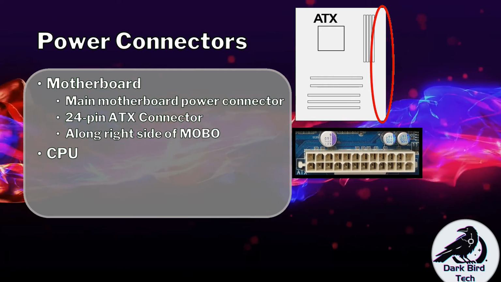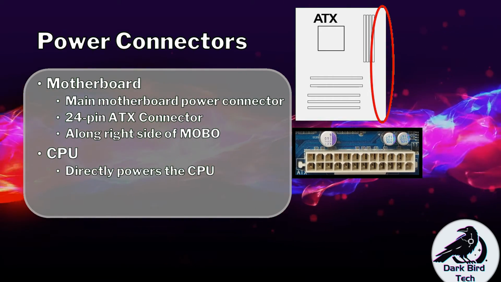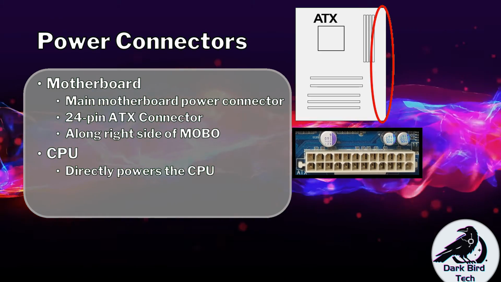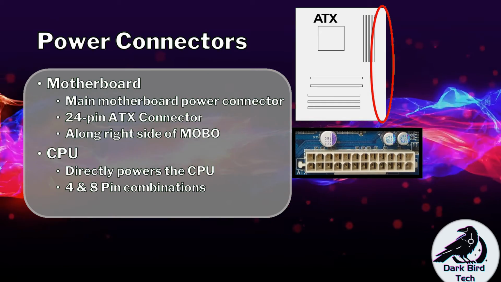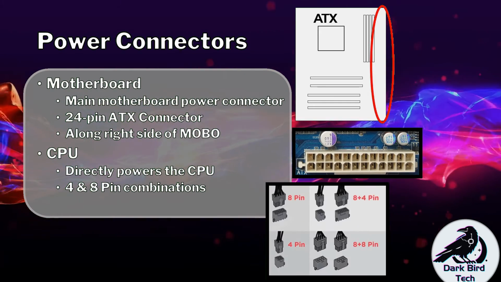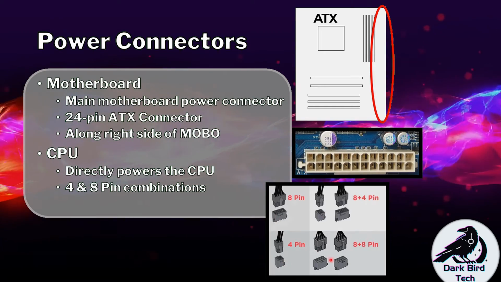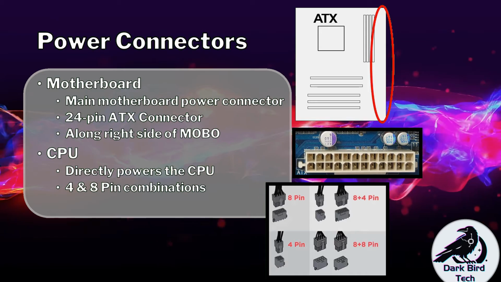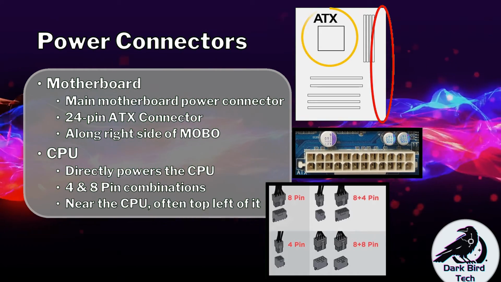But your CPU nowadays also usually comes with its own dedicated power connector so that it can be directly powered and independent of the motherboard's power. Usually it'll either be a 4 or 8 pin connector or a combination of the two depending on your computer's CPU. So oftentimes it'll either be a pin connector like that, or a combination of the two. Usually it'll be near the CPU, often to the top left of it.